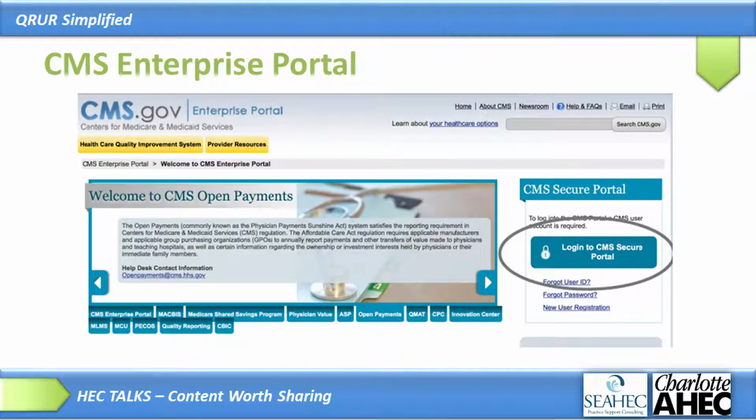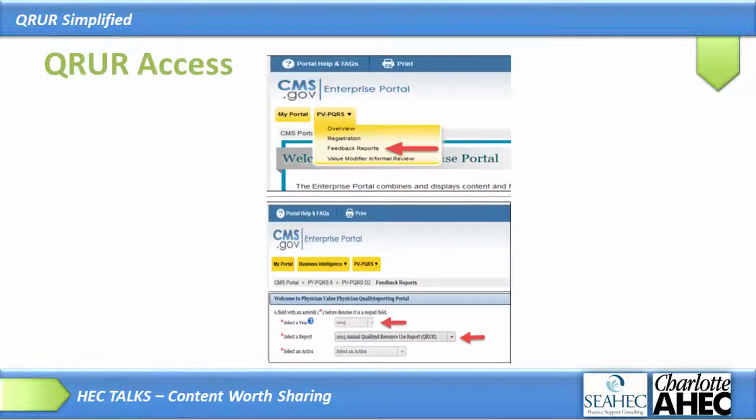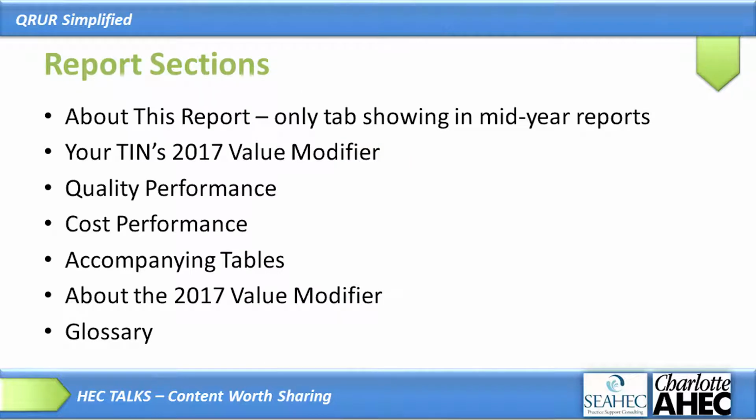This is the access point of the CMS Enterprise portal where you can download the QRUR. This screenshot shows the drop-down to select the appropriate QRUR. Here, they are selecting the 2015 QRUR. The report has several sections, which you'll see here.